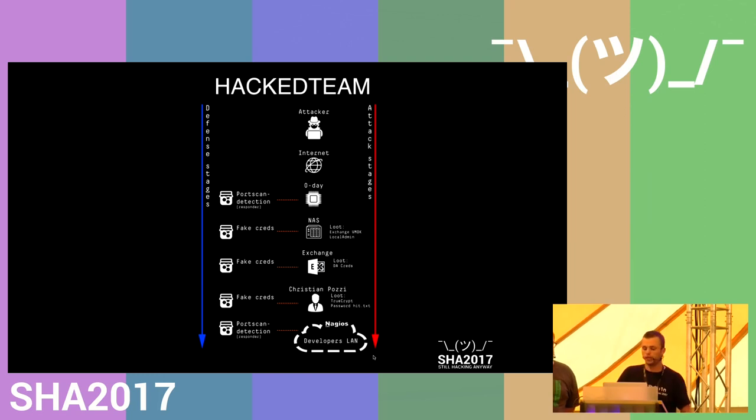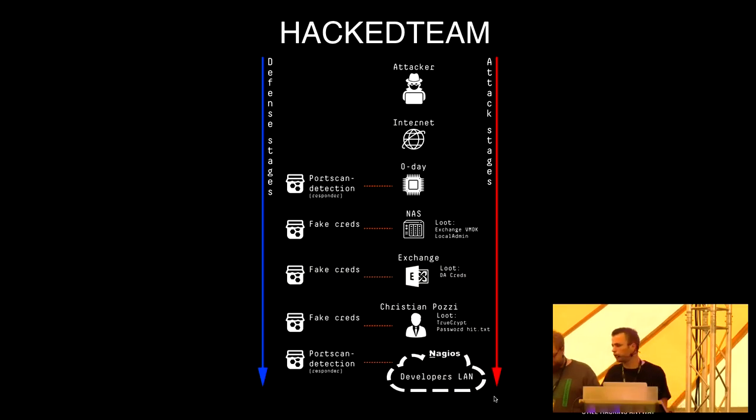After gaining credentials from that VMDK, he was able to log on to the Exchange server. He used Mimikatz to get passwords out of the memory, and he was able to obtain domain admin credentials. You could also put fake domain admin credentials in there, and whenever that user is used, something is going on, because who will get those fake credentials from the memory? That would be an attacker. After gaining access to the Exchange server, he got access to Christian Pozzi's laptop. And there was a TrueCrypt container mounted with passwords in a file called hit.txt. Yeah, you could also put fake credentials in there. So there are a lot of layers where you're able to detect him.